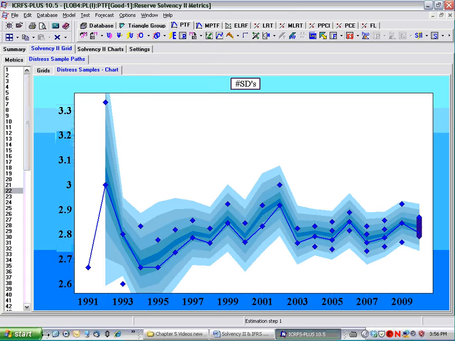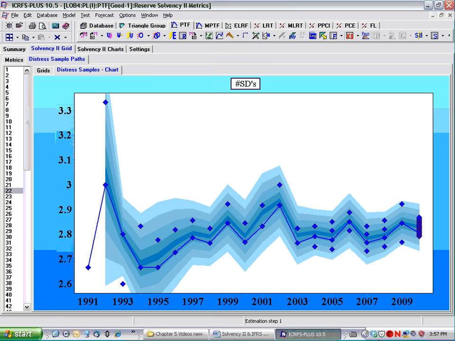Let's look at the chart itself. They're always very high. We're looking at over 2.6, 2.7, 2.8 standard deviations from the mean in each accident year in order for that particular calendar year to be distressed. And this is only driven by parameter volatility because we've set the process volatility to essentially 0.